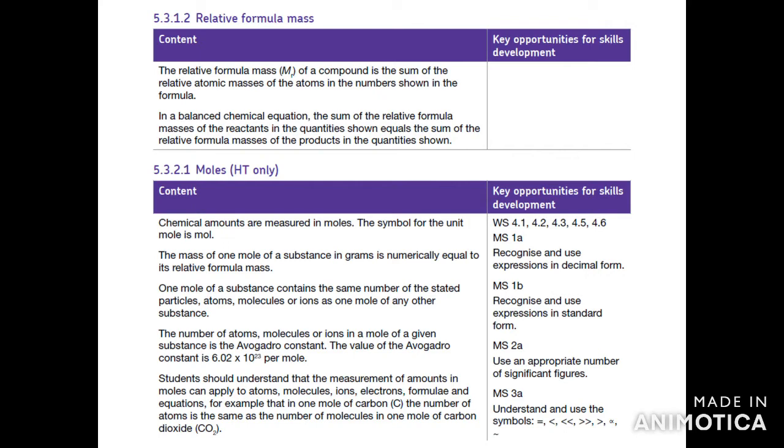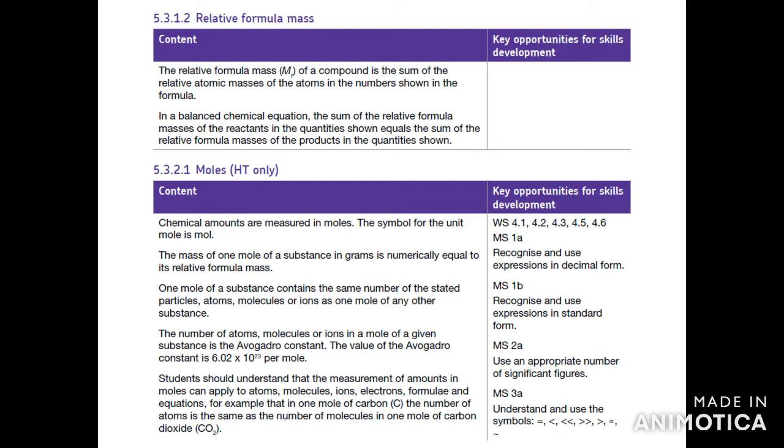Hopefully you can see on the screen there the parts of the specification that we're going to be looking at today. You should also notice that some of this lesson will be for higher tier students only. Now, though at the moment we haven't decided which tier we're going to be in, I'm assuming that most of you, if not all of you, will be doing the higher tier.